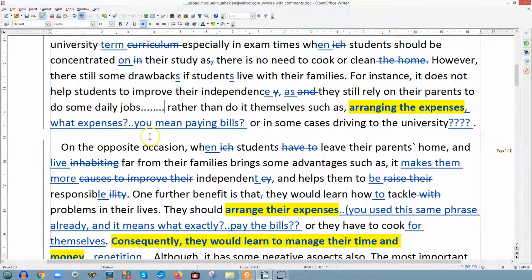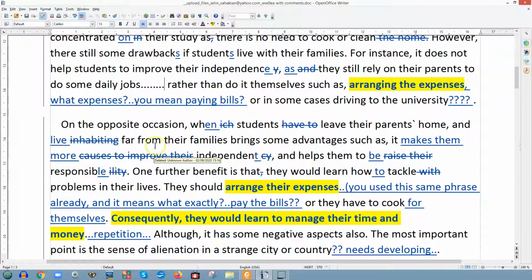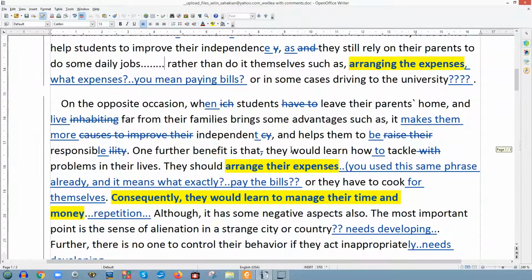Okay, so on the opposite occasion, when students leave their parents' home and live far from their families, brings some advantages. So this causes to improve. So it makes them more independent. There's no such word as independency. Independent. And helps them to be responsible. How can you raise your responsibility? You can be responsible or be more responsible.